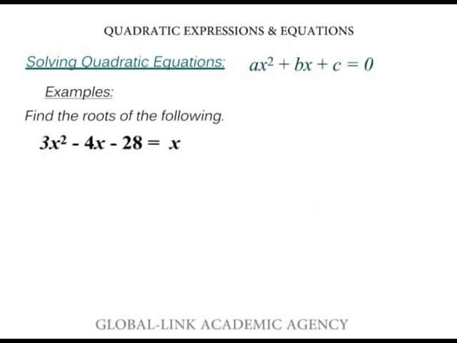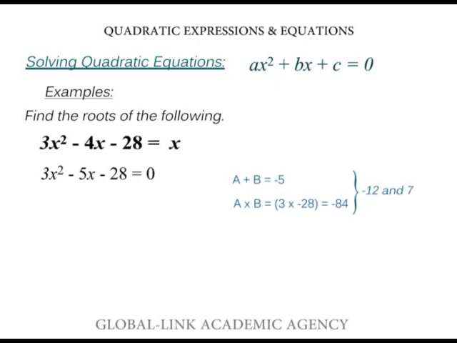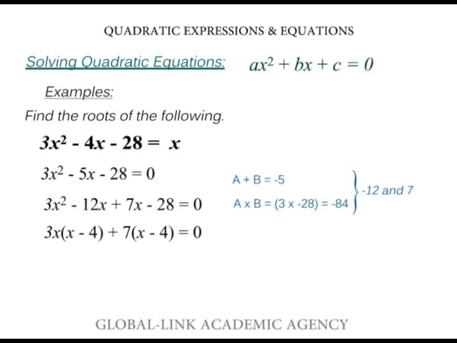C. 3x squared minus 4x minus 28 is equal to x. Write in standard form: 3x squared minus 5x minus 28 is 0. 3x squared minus 12x plus 7x minus 28 is 0. Factorize: 3x into x minus 4 plus 7 into x minus 4 is equal to 0.